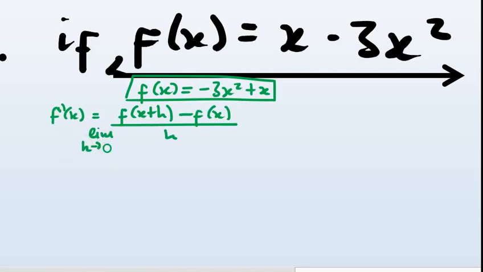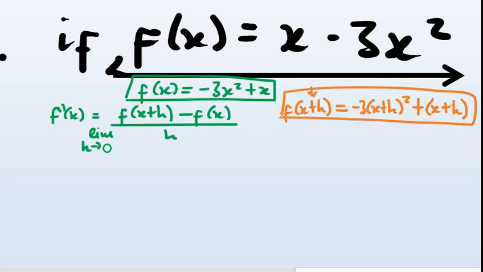Now I'm going to do us a favor and get f of x plus h. F of x plus h means I'm going to substitute x plus h wherever there is x. So it will be equal to negative 3 multiplied by x plus h, and there was a squared right there, plus x plus h. That's what it means.